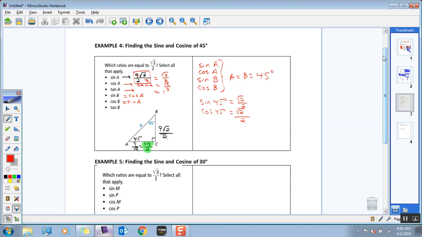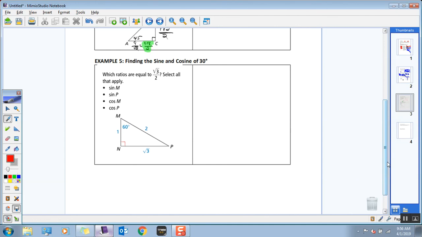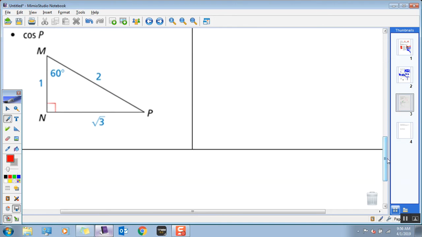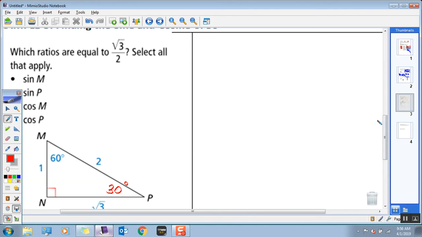So let's try another one here. Finding the sine and cosine of what here, kids? Okay, ones that apply. No problem. If this is 60 up here, what's this angle have to be in example 5? So this would be 30 right here at P, wouldn't it? All right, so they want to find all that apply. It says find up here which ratios are equal to what, kids?